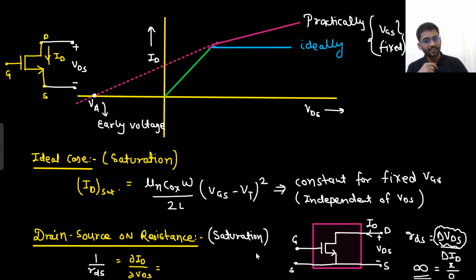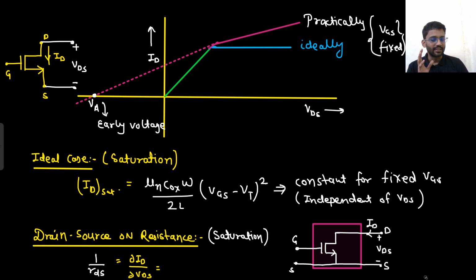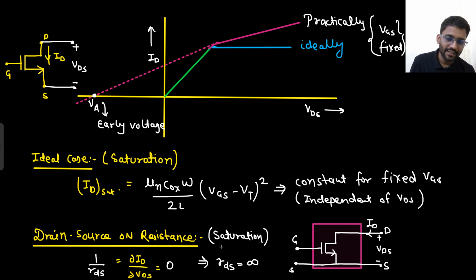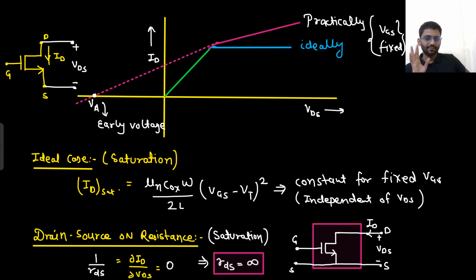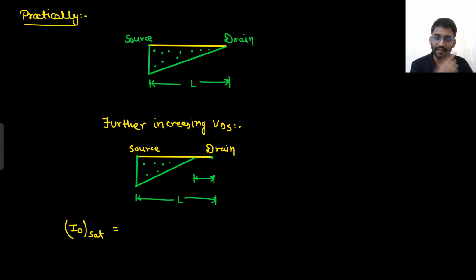Are you getting this point? So in the saturation region, the drain to source on resistance, or you can say the output resistance, for the ideal case is infinity. So del ID by del VDS is 0, or you can say that here the slope is 0. The slope is 0. That shows that the resistance is infinity. But that is the case when there is no channel length modulation, that means when the case is ideal. But let's check for the practical case.